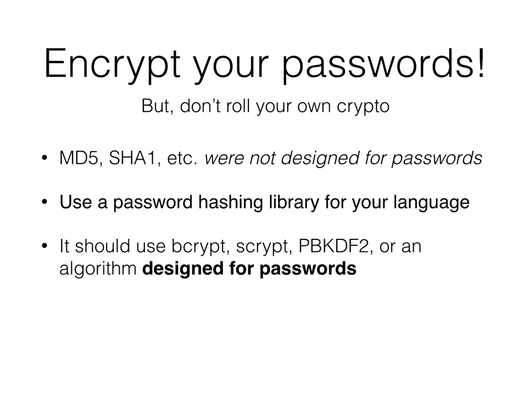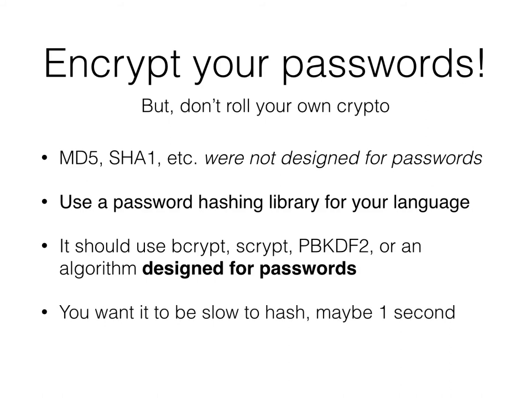If you're choosing a password hashing library, it should be using anything that's named bcrypt, scrypt, password-based key derivation function 2, that's a handful, or an algorithm designed for passwords. And that's how you know you're setting yourself up right. If you're going to do this in the first place, you're going to do it right. And you surprisingly want it to be slow.